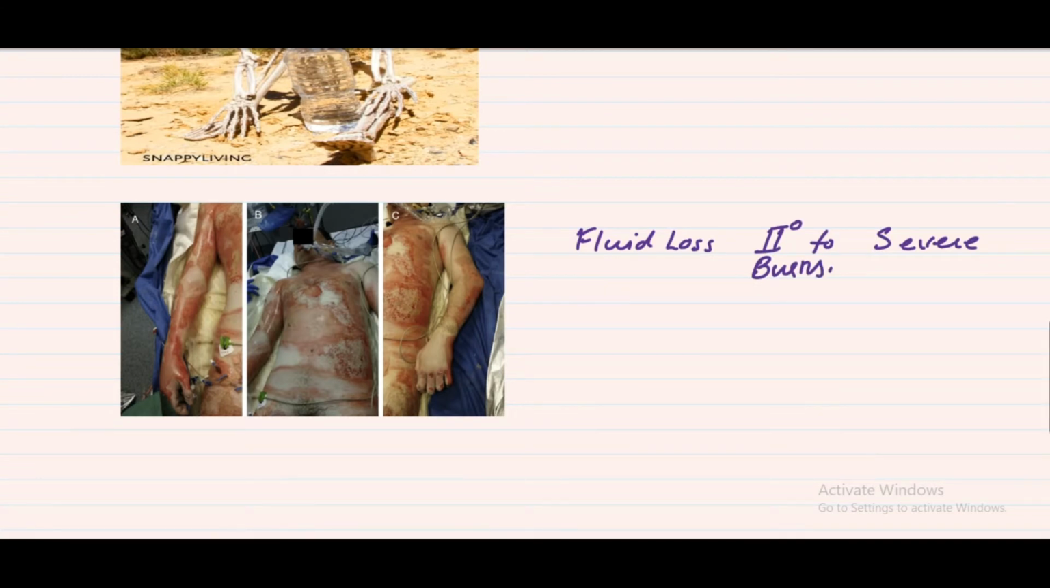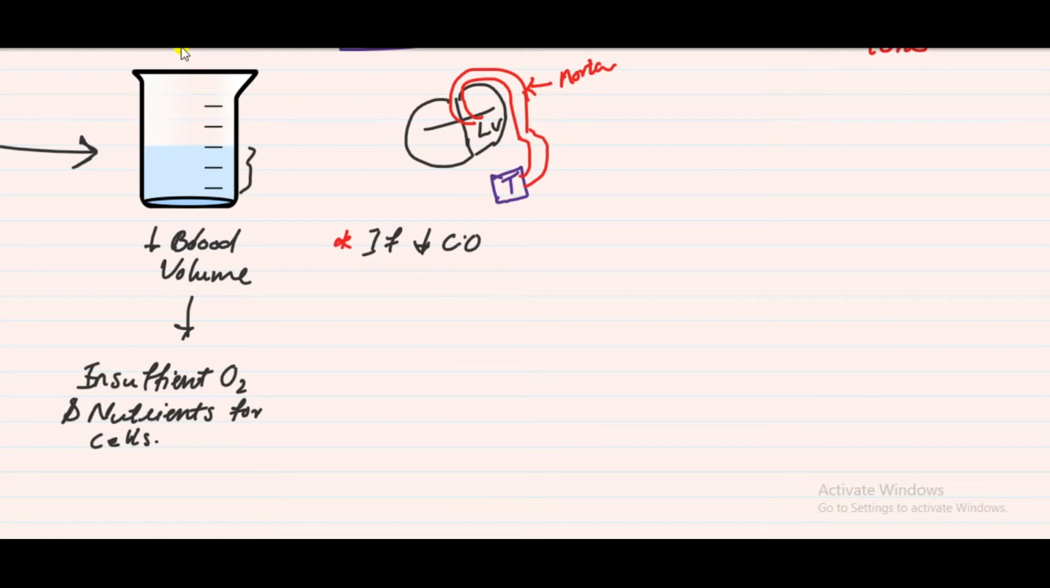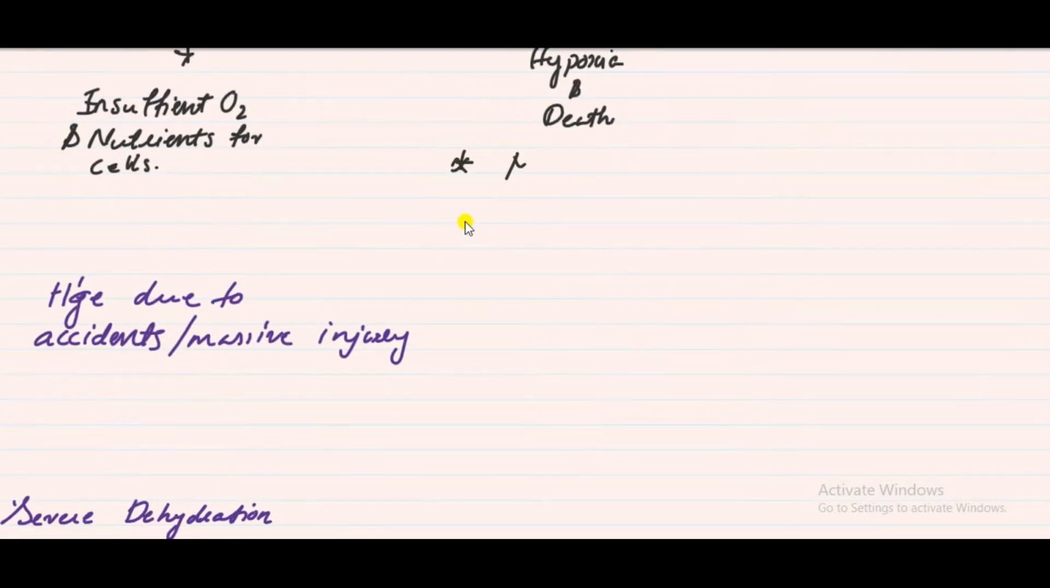to severe burns. In decrease in cardiac output, I draw a heart, left ventricle, and the aorta supplies the blood to tissues. If cardiac output decreases, it leads to decrease in perfusion to cells. It leads to hypoxemia and death. It can be seen in myocardial ischemia. It is the lack of blood supply to the muscle that leads to its destruction.